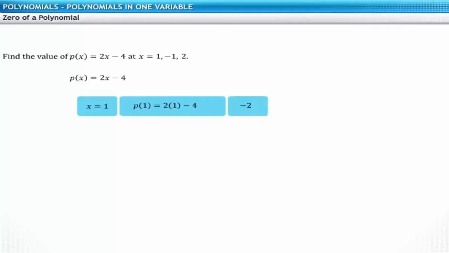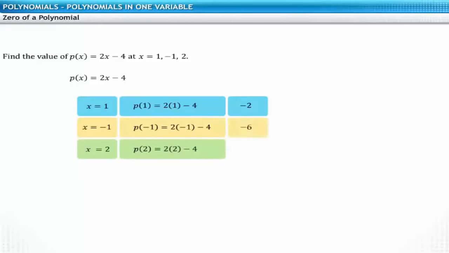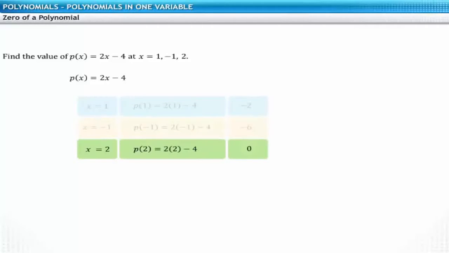Similarly, the value of the polynomial for x is equal to minus 1 and x is equal to 2 is minus 6 and 0 respectively. In this example, the value of the polynomial is 0 when x is equal to 2. Therefore, 2 is the 0 of the polynomial p of x is equal to 2x minus 4.